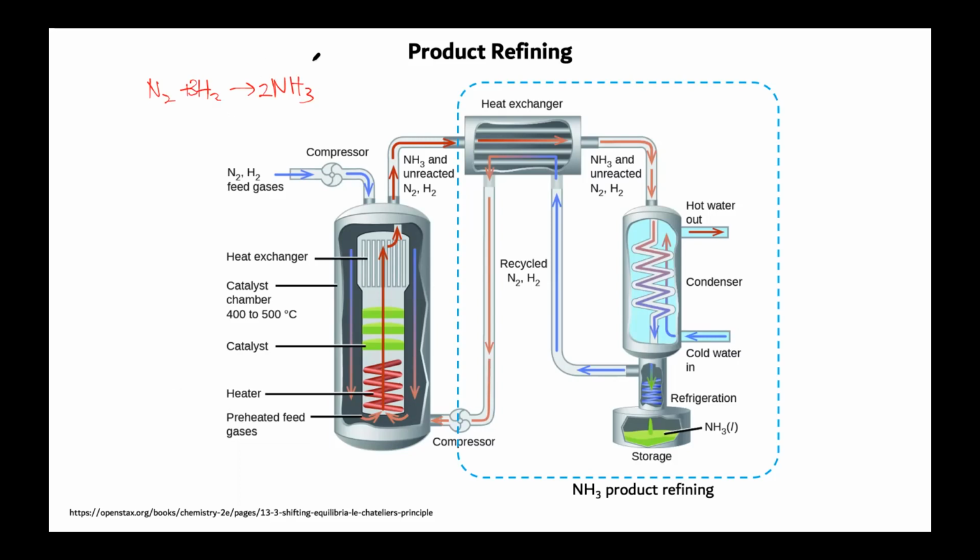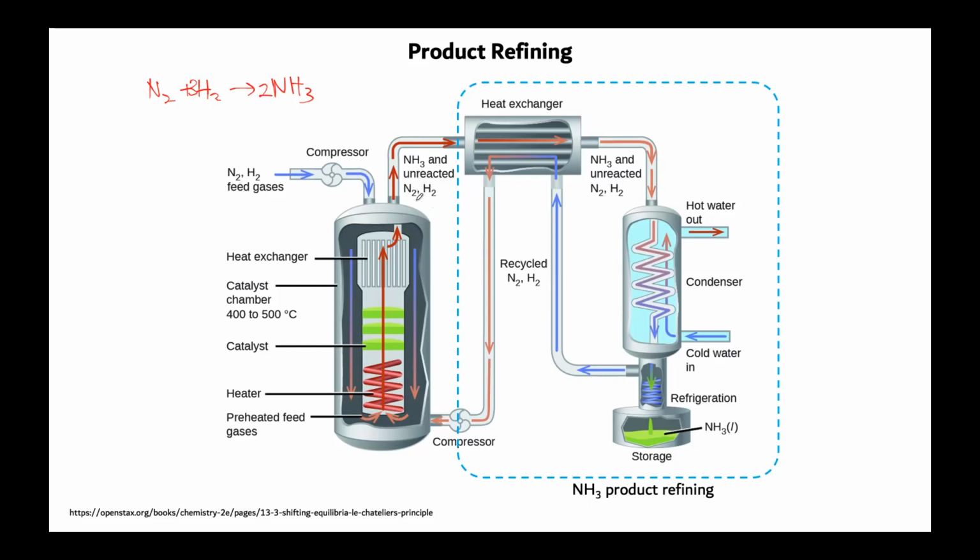the output of the reaction will still contain unreacted nitrogen and hydrogen. In the process, we want to maximize the use of the nitrogen and hydrogen reactants. So we have to separate the ammonia from the nitrogen and hydrogen.